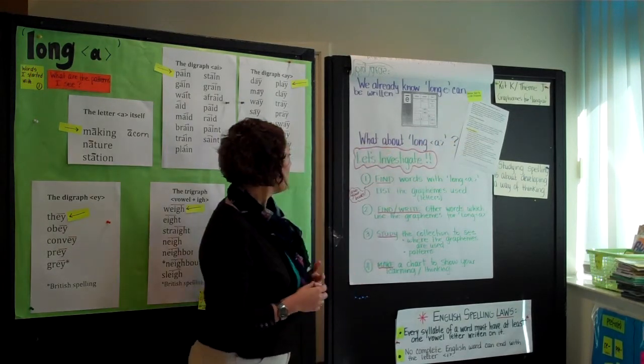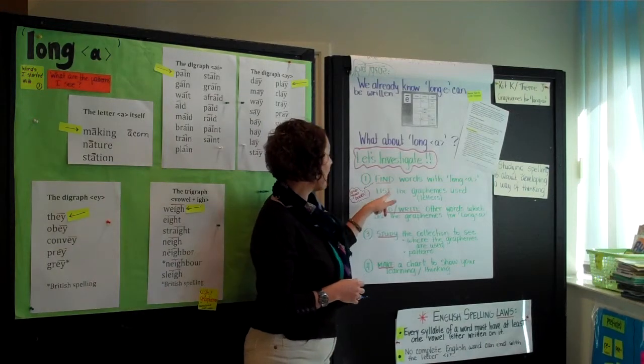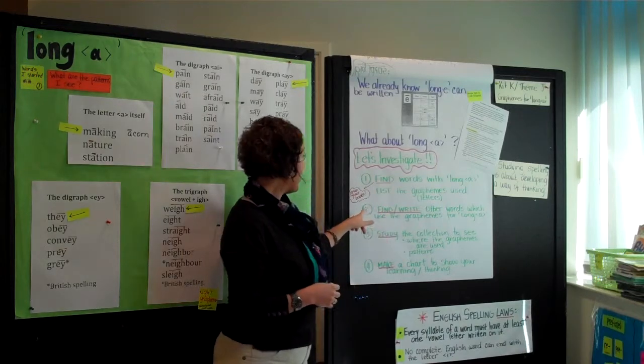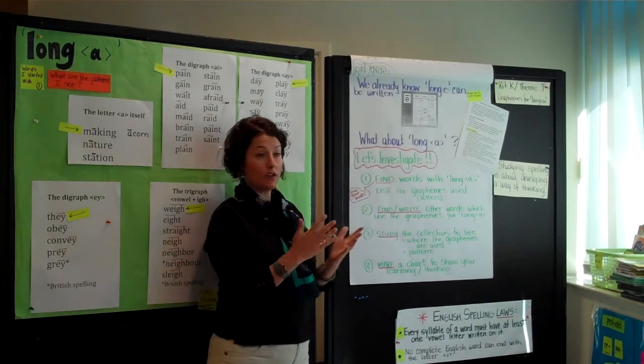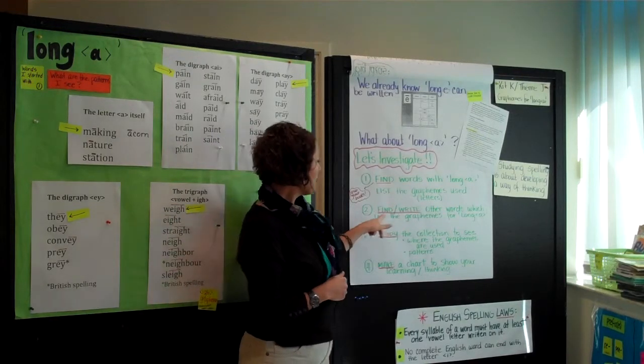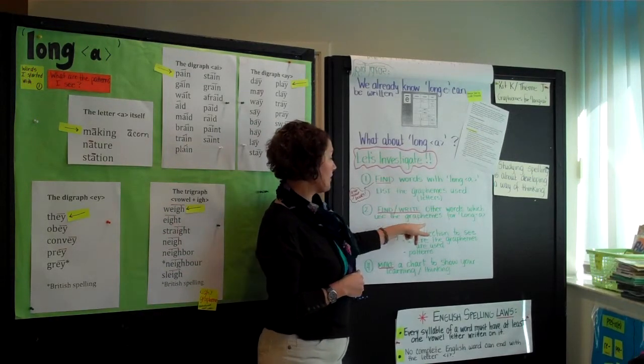But basically, what about long A? Let's investigate. So find words with long A and list the graphemes used, those letters used. And I was thinking we could get kids to look in their books for those words. They may remember some, but then get them looking in their books. Find and write other words which use the graphemes for long A.